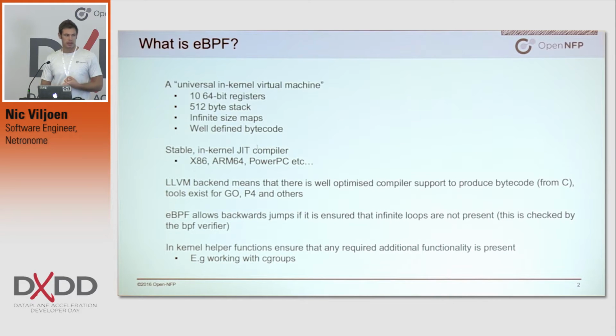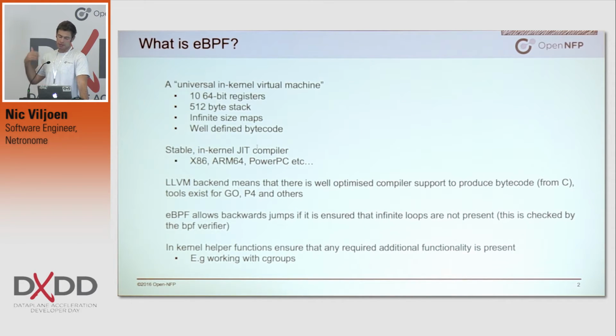Now this is on x86, I believe it's now on ARM64 and also on PowerPC and various other platforms. The LLVM backend means there's a pretty well optimized compiler there to support producing your bytecode. Sorry, there's a bit of a typo there, from C. Tools also exist for Go, P4 and various other coding languages.